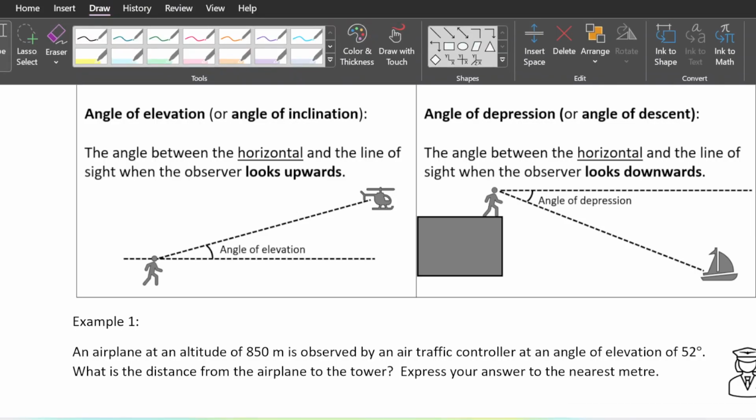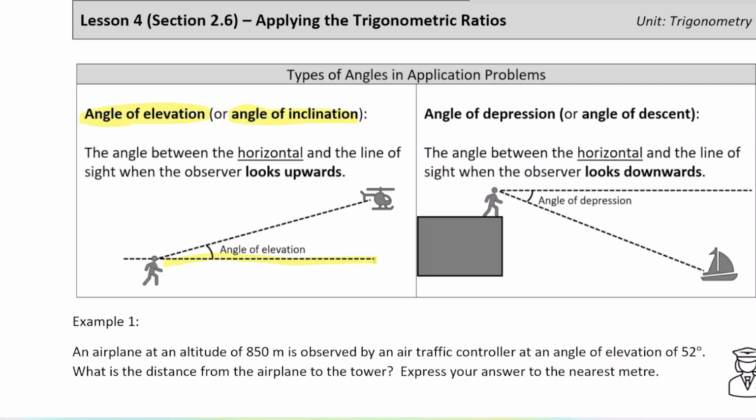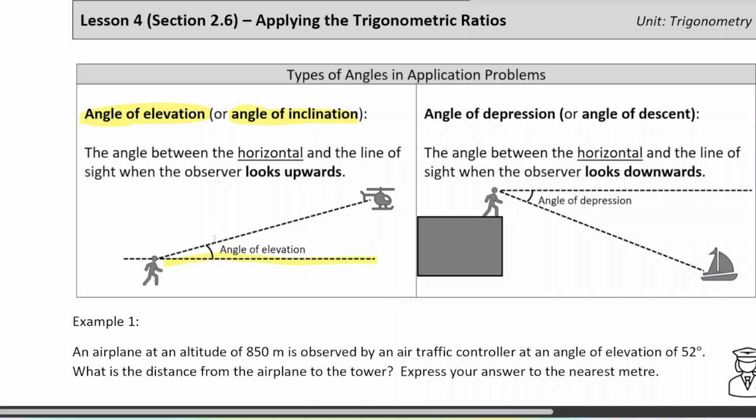They refer to different angles. So the angle of elevation, also known as the angle of inclination, would be the angle between the horizontal, so a horizontal line is like a flat line going that way, and the line of sight. So it's essentially the angle your head would have to move to look at a certain object. So it's referring to this angle here. So that's the angle of inclination or elevation.